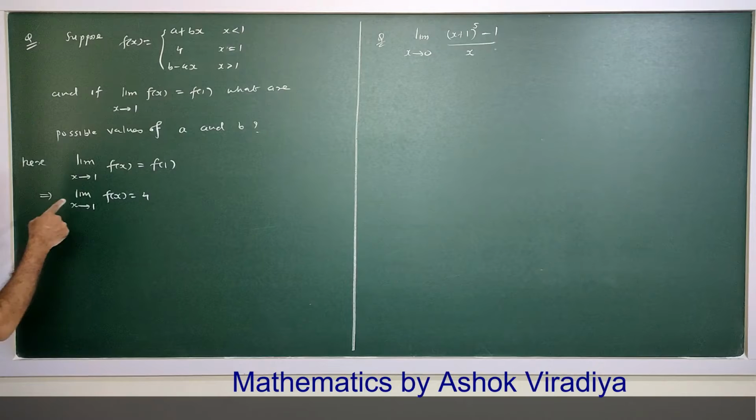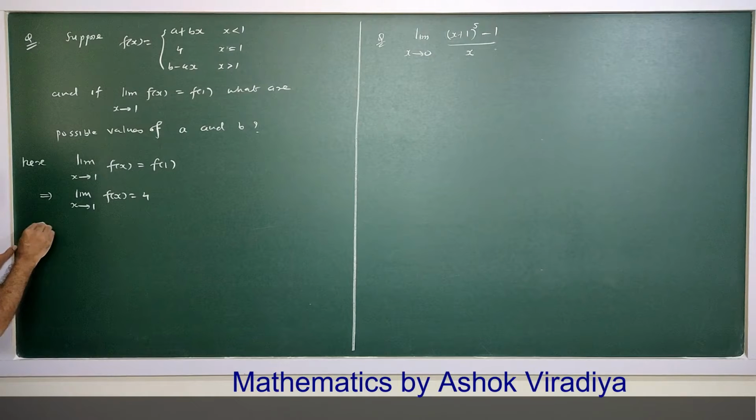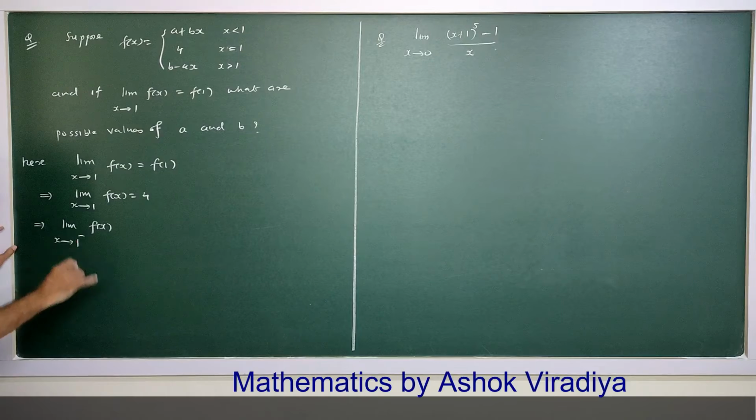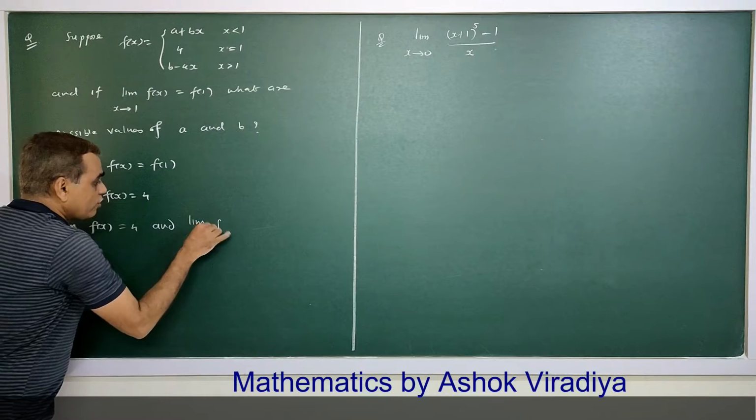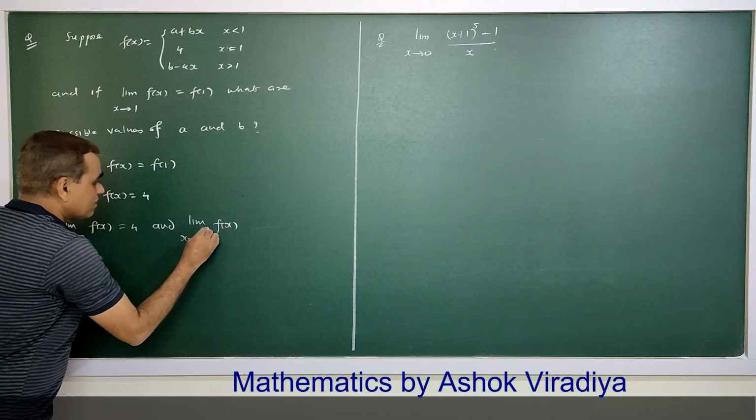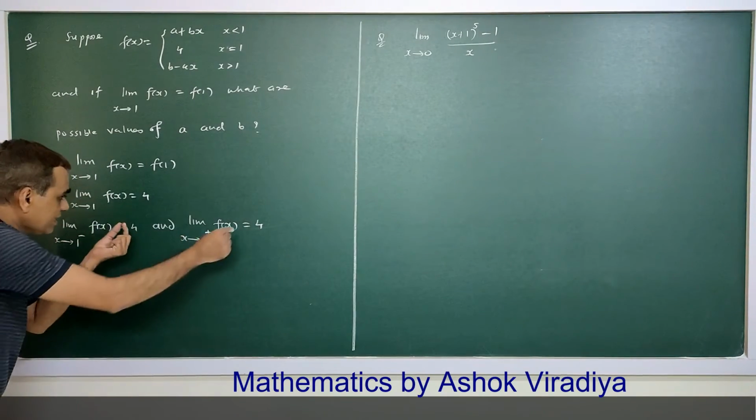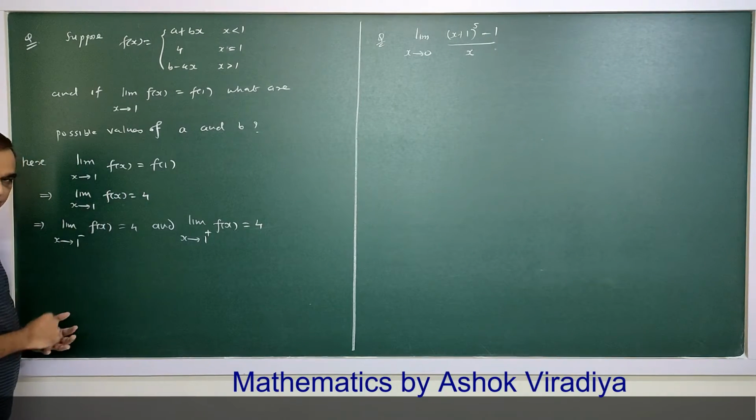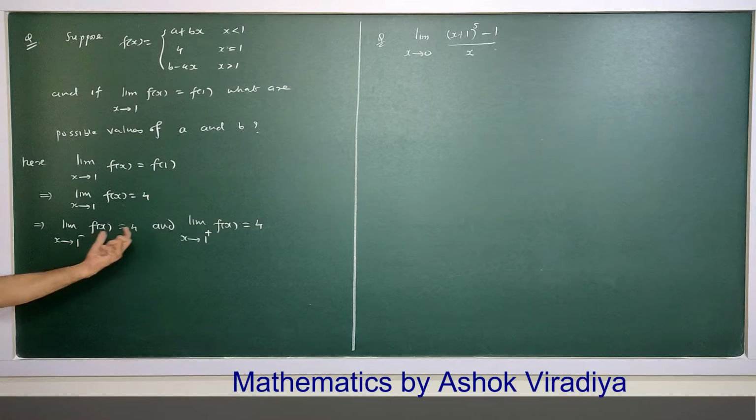It means left hand limit will also be 4 and right hand limit will also be 4. That means limit of this function as x tends to 1 from left will be 4, as well as limit of f(x) as x tends to 1 from right side equal to 4. If left hand limit and right hand limit are equal, then we say limit of that function is 4.